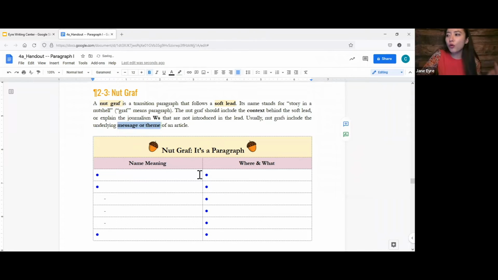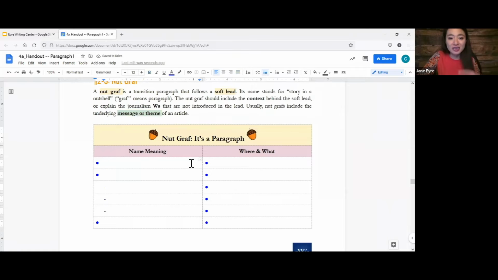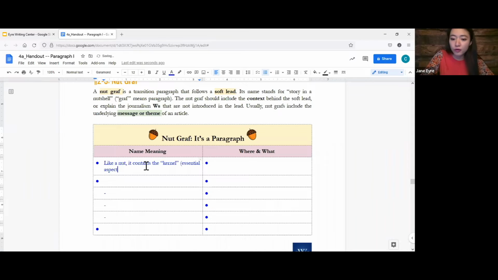So let's go over what a nut graph exactly is. First of all, it's a paragraph. That's pretty straightforward, right? So like a nut, it contains the kernel. So these are the essential aspects of your piece, okay? So graph, yes, it stands for paragraph, and it's just really an alternative spelling, okay? So you can either have it as graph with an F or graph with a PH at the end, and it stands for story in a nutshell, all right?